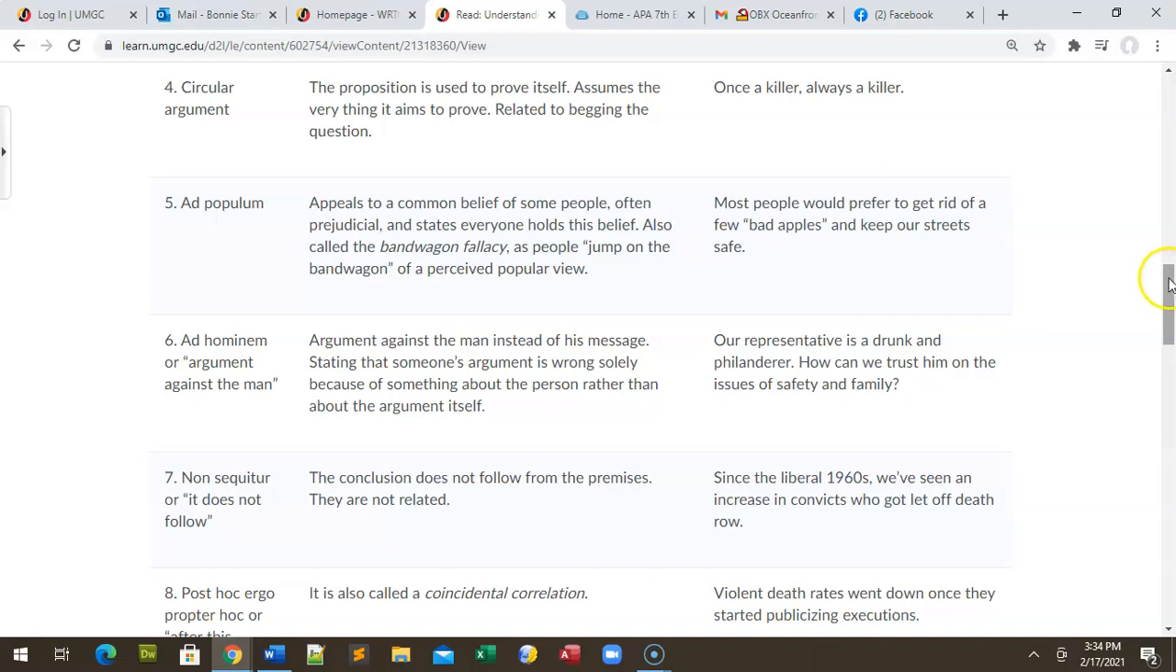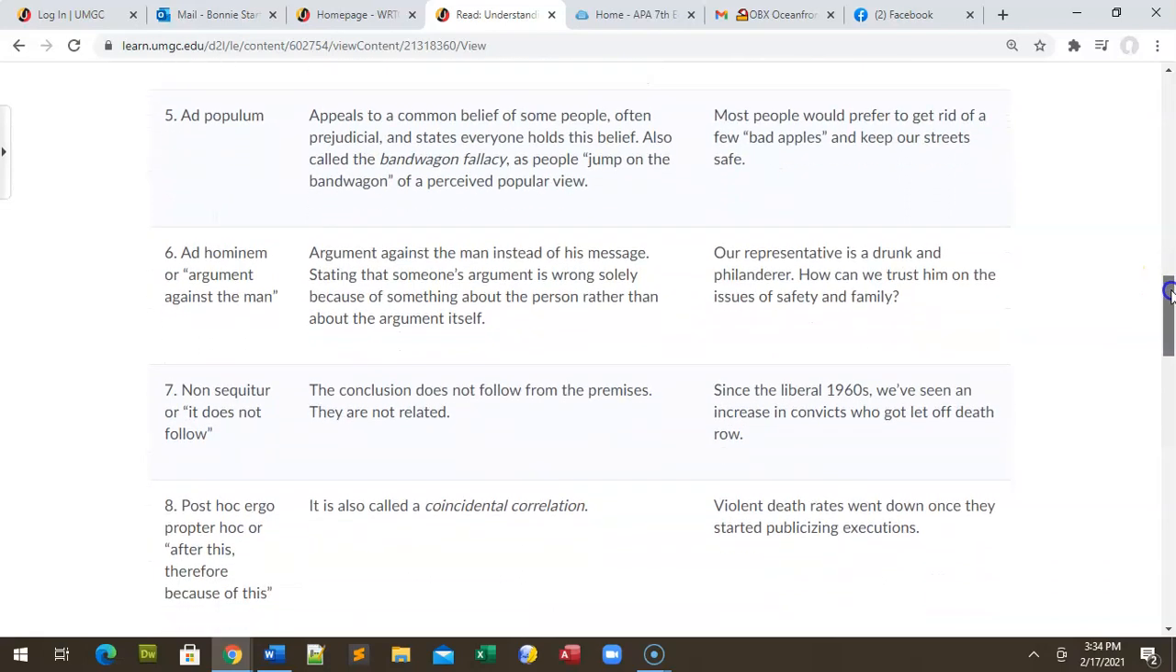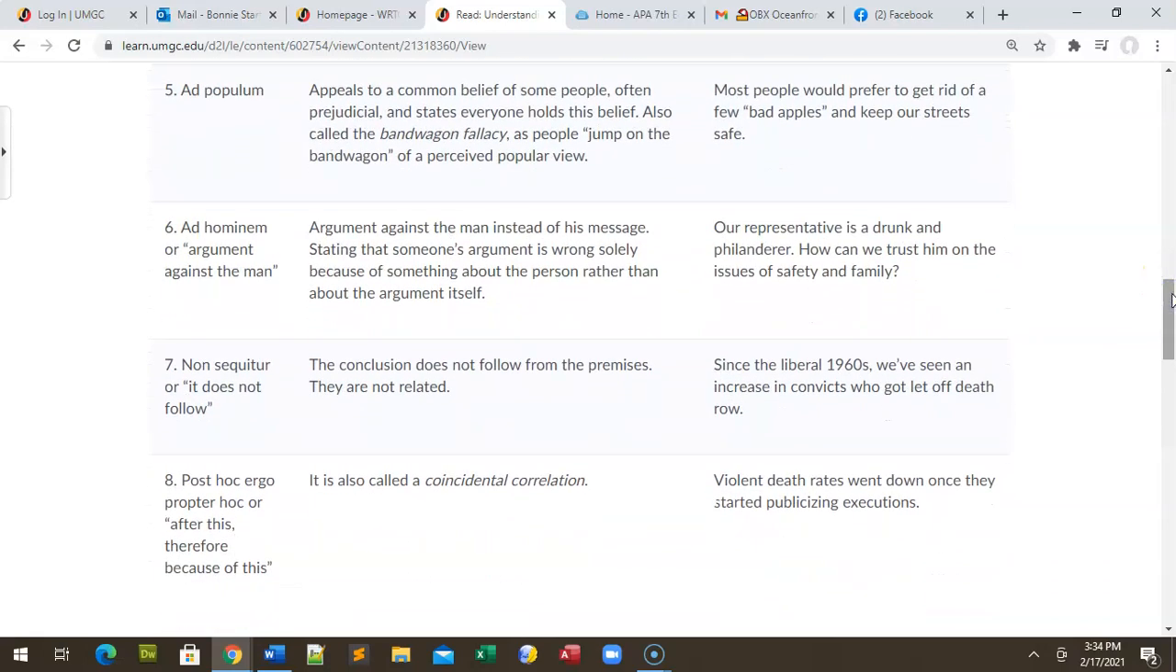The ad populum is the common belief of people. It's often prejudicial and states that everyone holds this belief, also called the bandwagon. This was the one your mom used on you all the time. If all your friends were jumping off a cliff, would you jump off? This is the one that we have certainly been seeing in the news a lot.